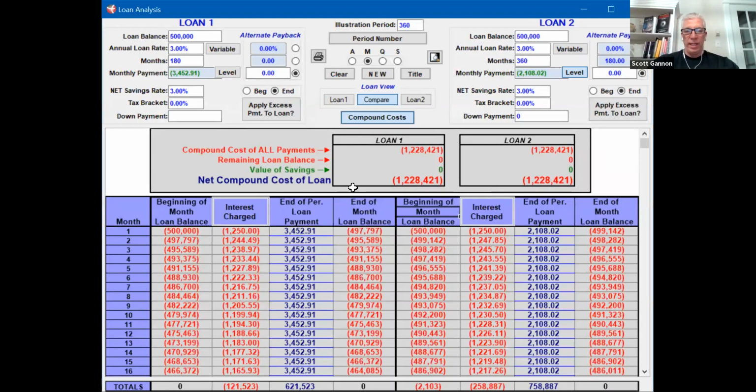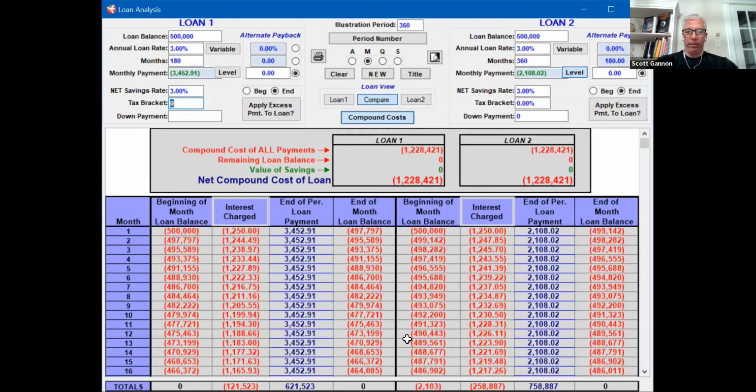Apologize. I have to bring up my loan analysis screen again. Okay, so if we look at this again, what I had entered there was right here. So 3% for net savings. So this loan cost over 30 years is $1,228,421, as is the 30-year mortgage of $2,108 and the total cost of $1,228,421 over 30 years. So we look at the time frames exactly, keep the cash flows the same. All these numbers come out exactly the same.